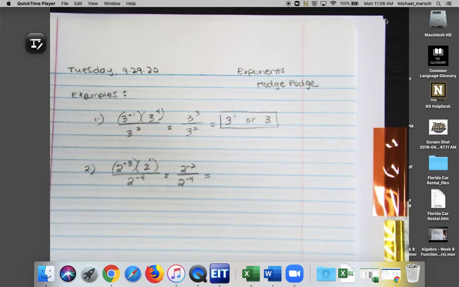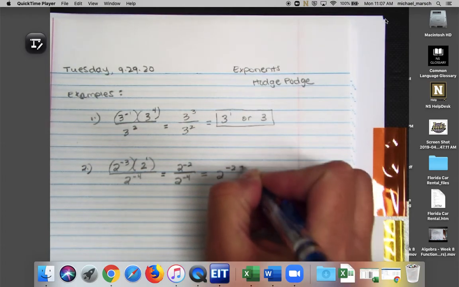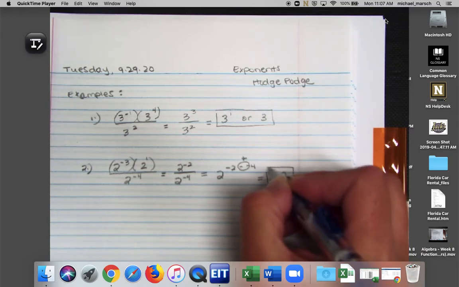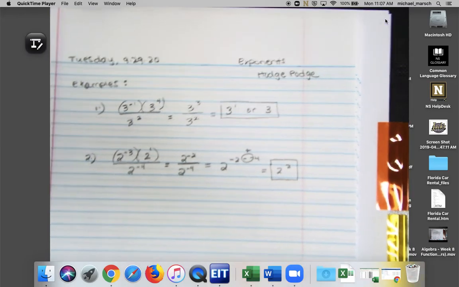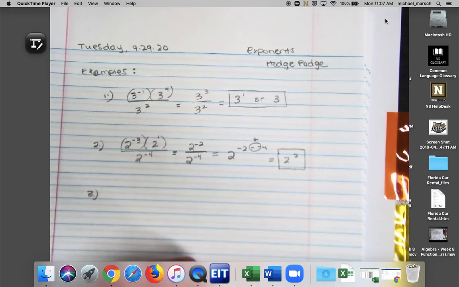Now I subtract these. So what's negative 2 minus negative 4? What is it, Kyson? Positive 2, right? 2. Negative 2 minus negative 4, I have to add those, so I get 2 squared as my answer. Good job. Rookie mistake, Liam. Rookie mistake. All right, let's do another one.